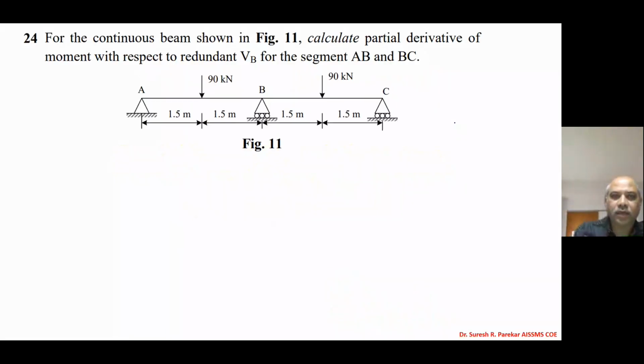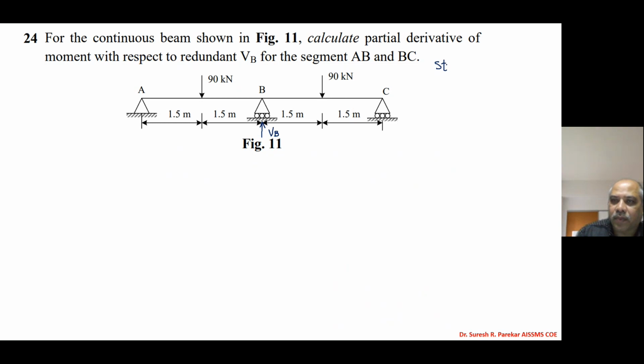Good evening. Here we have the second lecture, that is the revision lecture. For the continuous beam shown in the figure, calculate the partial derivative of moment with respect to the redundant VB. So we are interested in VB as the redundant, for the segments AB and BC. We will have to go through the first step.